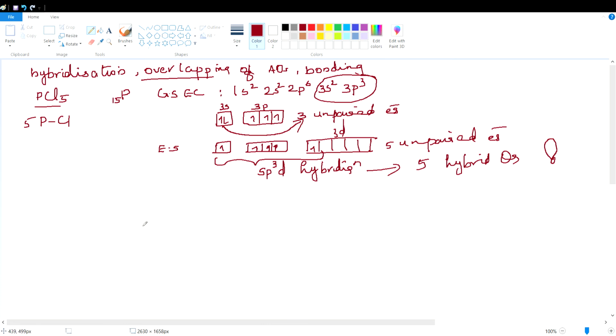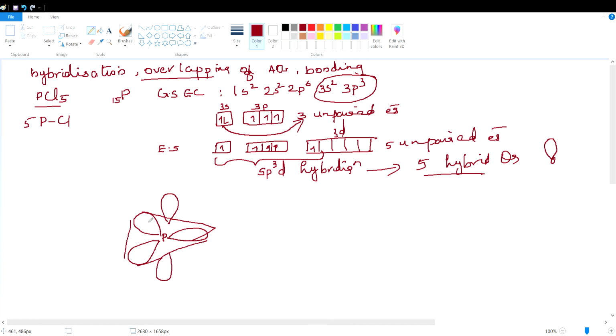And these hybrid orbitals occupy the corners of a trigonal bipyramidal structure. Around the phosphorus, there are 5 sp3d hybrid orbitals. Out of the 5 hybrid orbitals, 3 are along the corners of a triangular plane in the middle, and the remaining 2 sp3d hybrid orbitals are one above the triangular plane and one below the triangular plane, perpendicular to it.